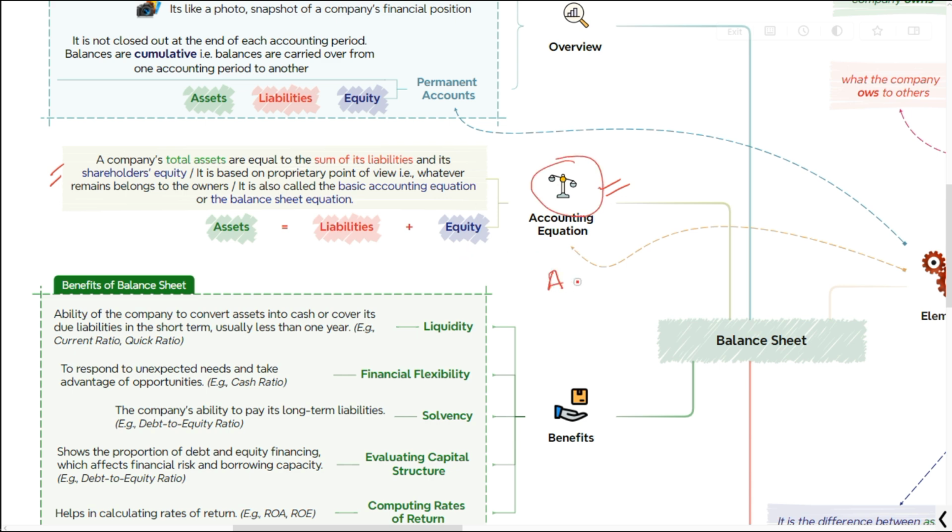Assets should always be equal to liabilities plus equity, and these are the three elements of the balance sheet we have already discussed. Asset is one of the elements of the balance sheet, liabilities is one of the elements of the balance sheet, and equity is one of the elements of the balance sheet.